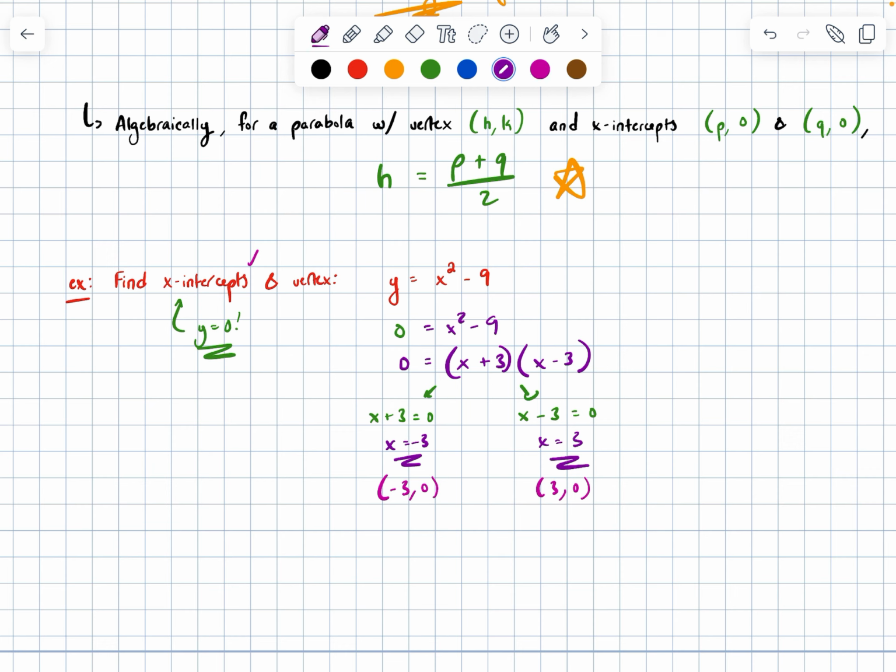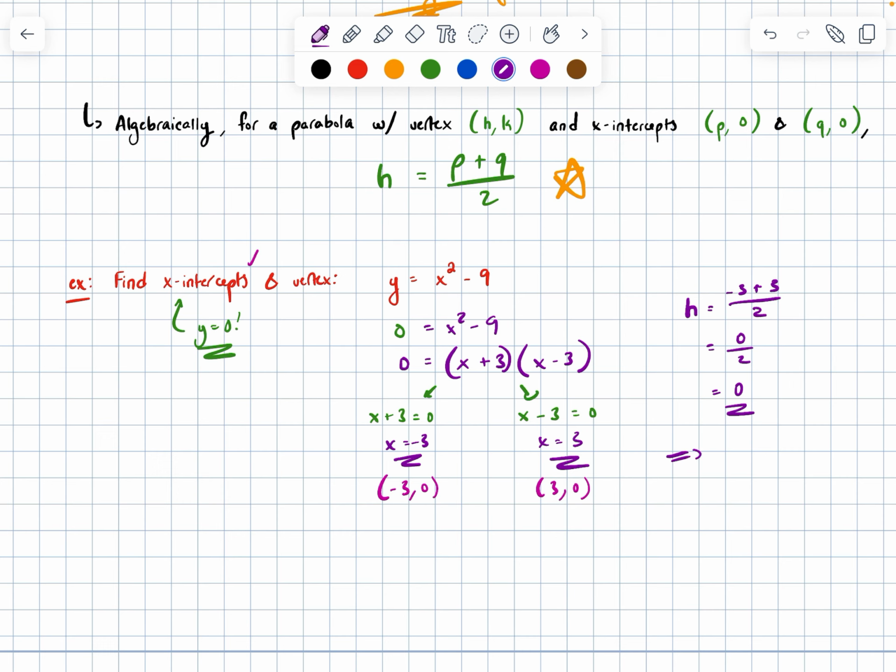Now I need to find the vertex. Well, to find the vertex, using my relationship above, if I average negative 3 and 3, that should give me its x-coordinate. So for my vertex, its x-coordinate h should be the average of negative 3 and 3. Add them up and divide by 2. Well, negative 3 plus 3 is 0. 0 divided by 2 is 0. So the x value is 0. And if I think about it on a number line, that makes sense. Halfway between negative 3 and 3 would be 0.